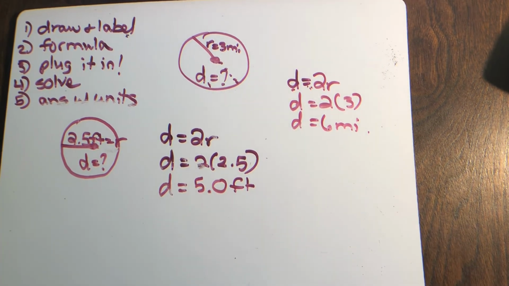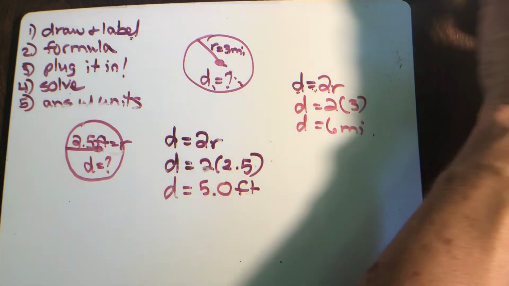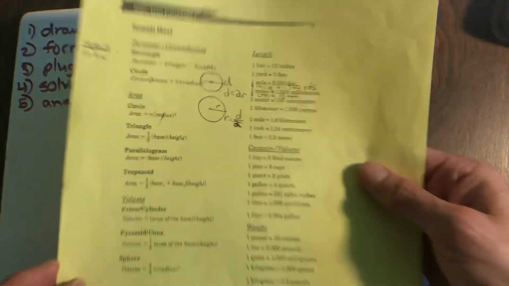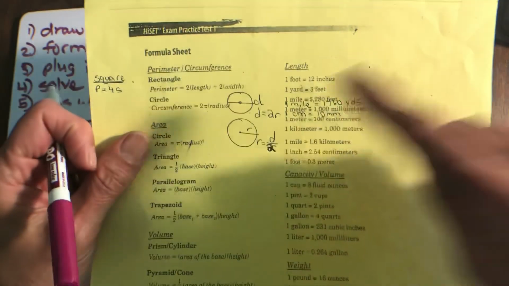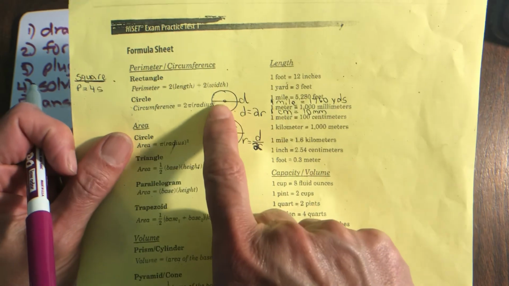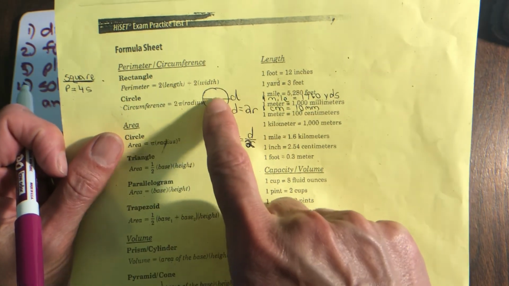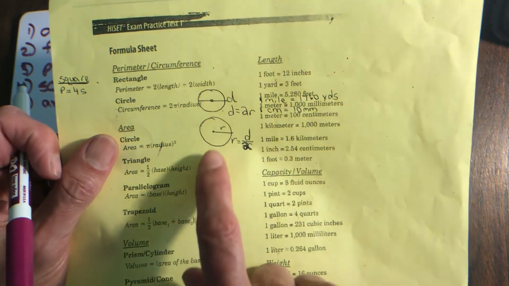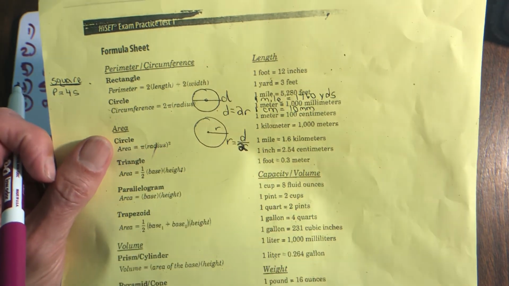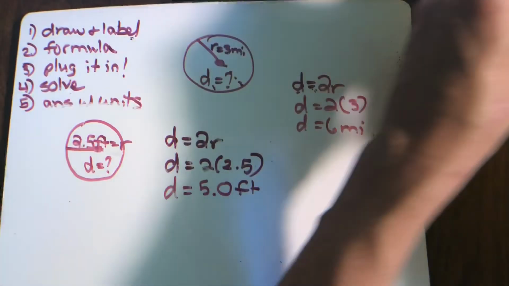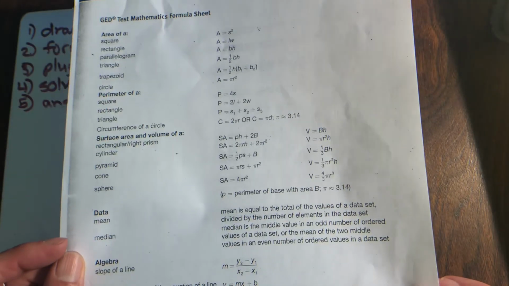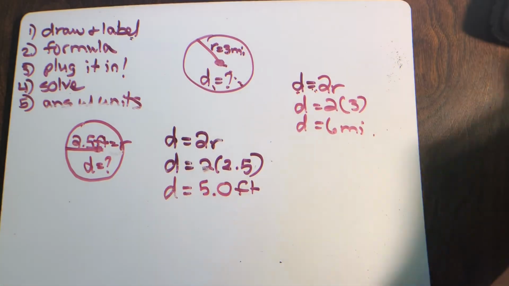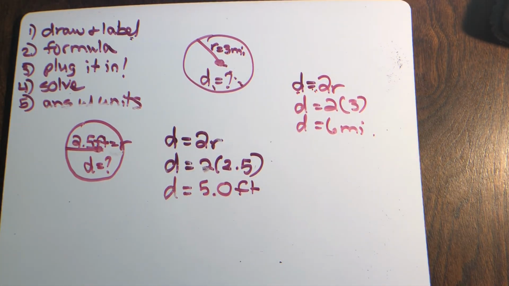Easy or what? Okay. Now, if it were me, I would update my formula sheet, preparing for your HiSET or your GED, and I would label my diameter, because we just get these mixed up, I'm telling you. D equals 2R, and radius, R equals D over 2. I would do the same thing on my GED formula sheet, because this would be a good study tool for me. Now, in the next video, we're going to talk about using diameter and radius to solve for circumference.